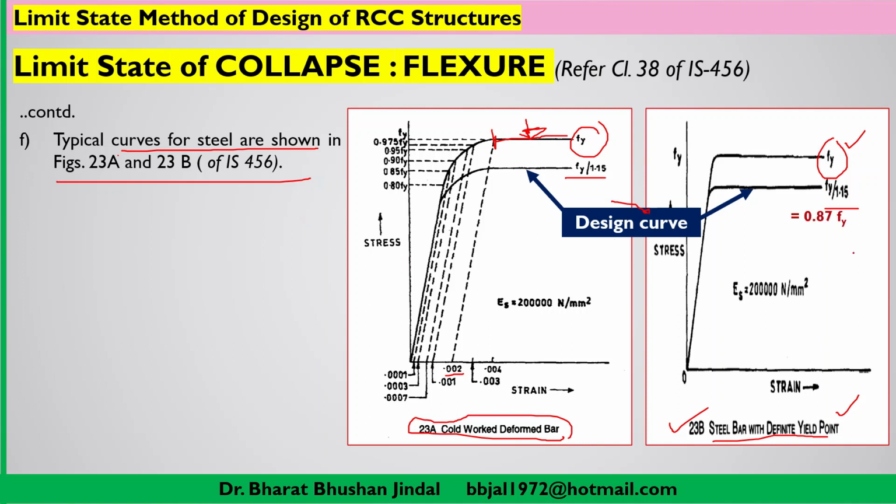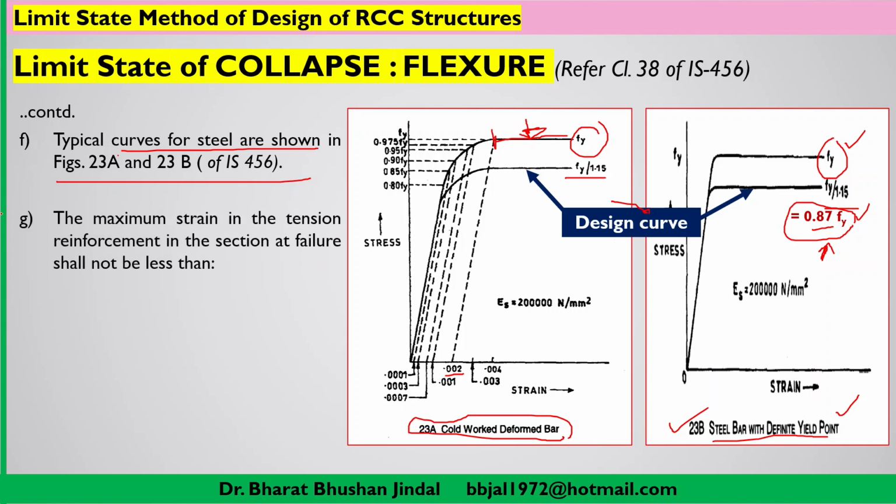So when you divide Fy by 1.15, what will be the strength of steel which we will be taking? That will be 87% or 0.87 Fy. So this is the strength of the steel which we will be taking into consideration. That is the tensile strength of the steel which we will be taking into consideration while doing the calculation. That means we are taking 87% of the yield strength.